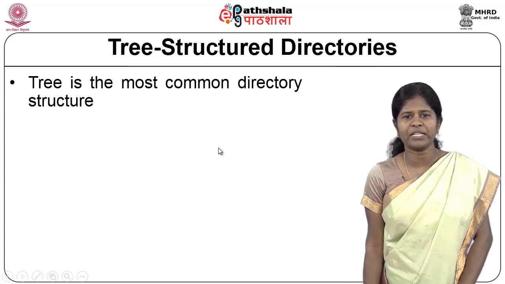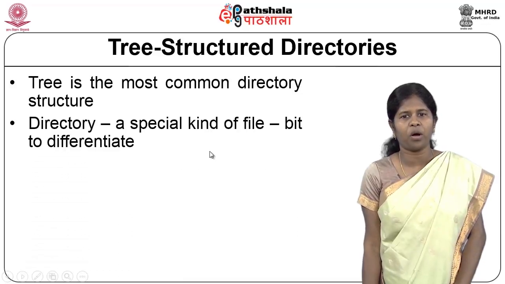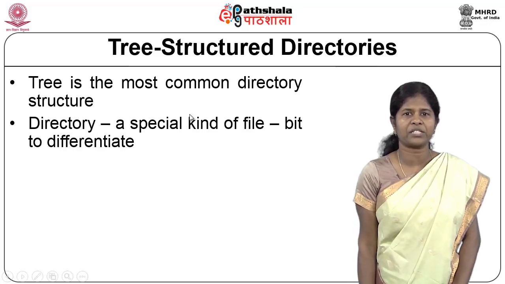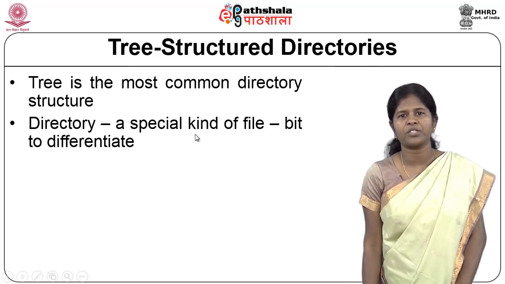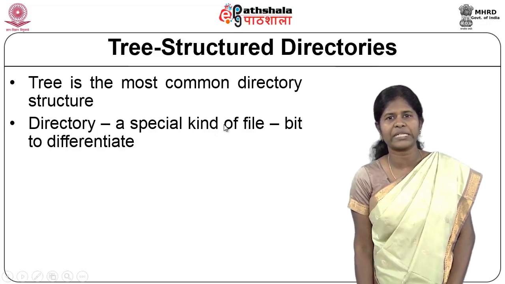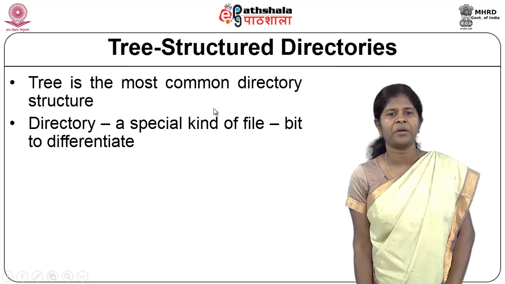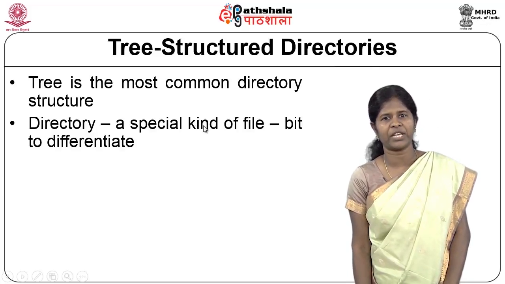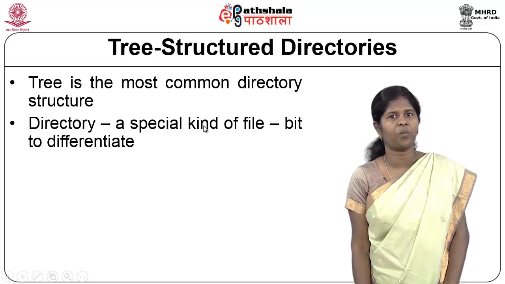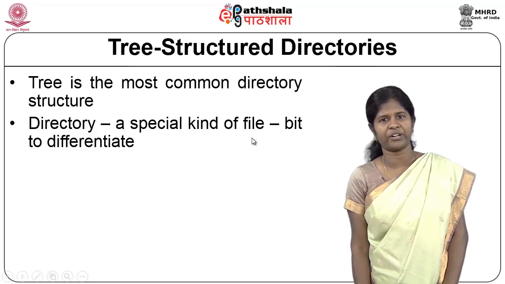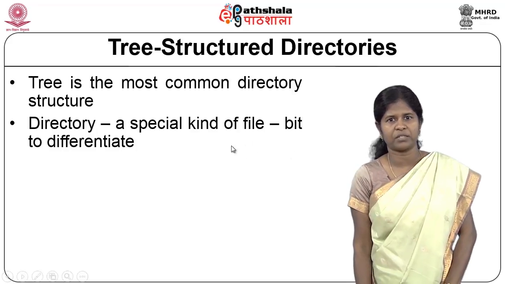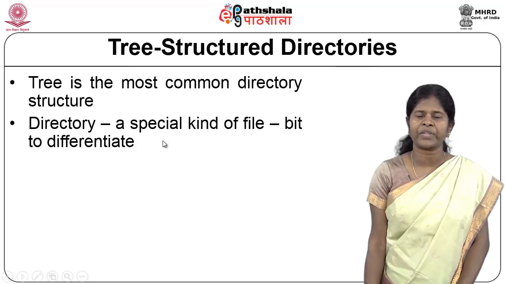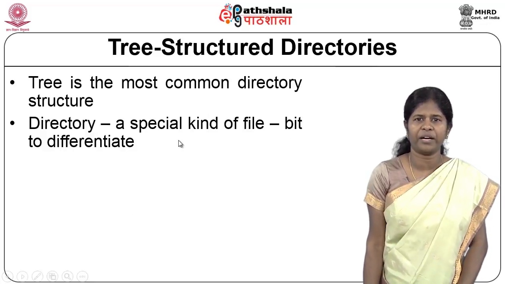So, in tree structure directory, it is the most common directory structure, and you have multiple directories at multiple levels. A directory is also looked at as a special kind of file, but there is a bit to differentiate between a regular file and the directory file in the directory's contents. One directory can have subdirectories as well as files beneath it. Subdirectories are differentiated using this bit, and files will be differentiated using a different type of bit.